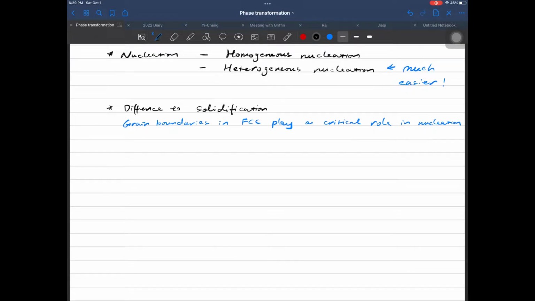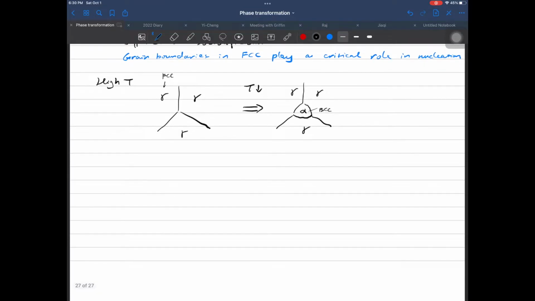In a polycrystal sample, there can be two types of interfaces. The first type is where you have three grain boundaries and they meet at the triple point. At high temperature, you have those three austenite grains denoted by gamma. As temperature decreases, at the triple point, a ferrite grain will preferentially nucleate and grow, and the ferrite grain we denote as alpha. In the second case, it's just a simple regular grain boundary.